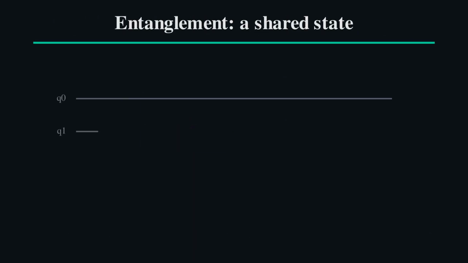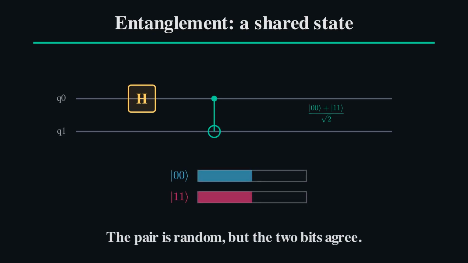The moment 2 qubits interact, something new can happen: entanglement. A simple circuit makes a Bell state. First, put the top qubit into superposition with a Hadamard gate. Then use it as the control of a controlled NOT gate. Now the 2 qubit state is a combination of 00 and 11. Measure many times and the results are random but perfectly correlated.